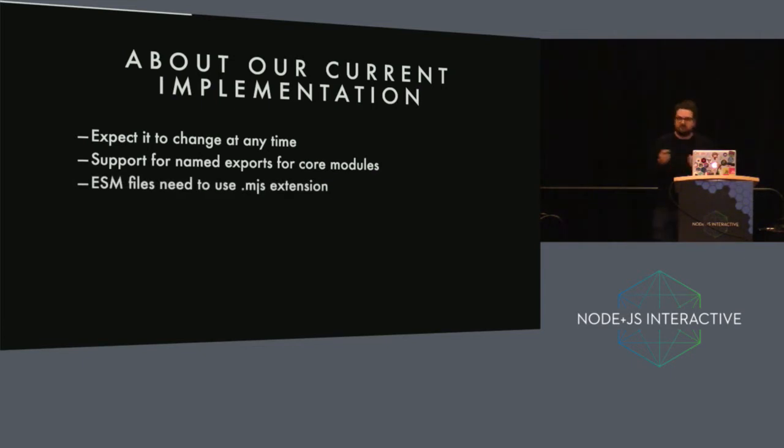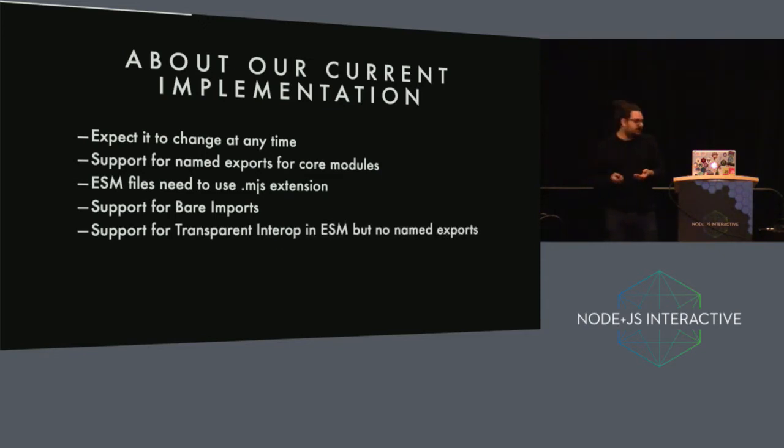ESM files need to use the .mjs extension. We'll dig into a little bit later about why we made those decisions, but if you want to write ESM and you want to import an ESM module, it needs to use the file extension .mjs. There is support for bare imports, so you can import a module just the way that you would in require. So if you npm install a module, you could just import it by its name. And there's support for transparent interop in ESM, but no named exports.